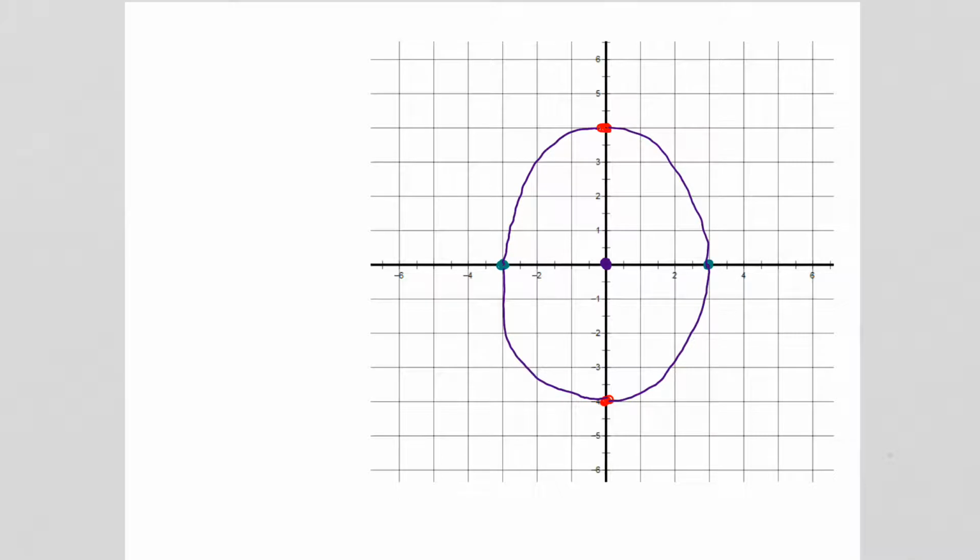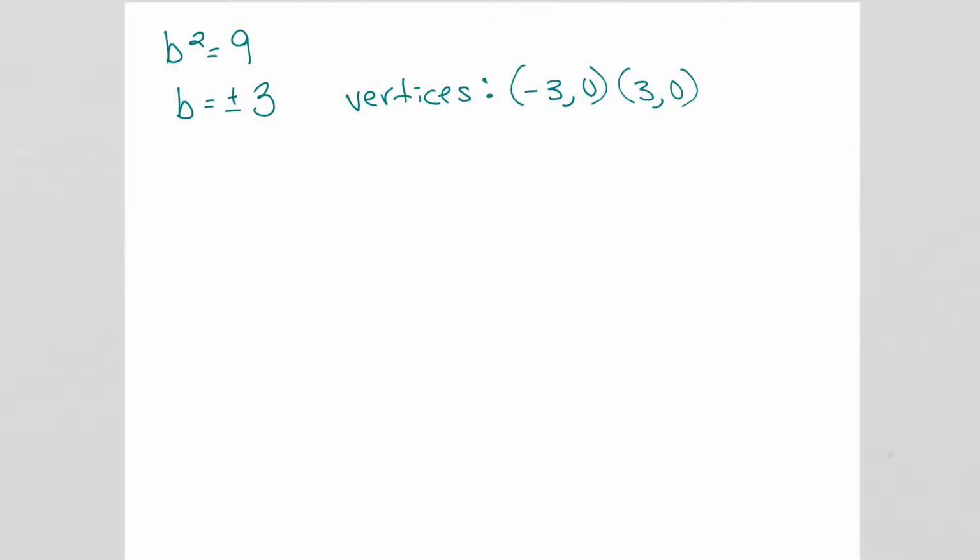Now the other thing the question asked for was to find the foci. So we're going to do that too. To find the foci, we use our formula c squared equals a squared minus b squared. So c will be the square root of a squared, which was 16, and b squared, which was 9.